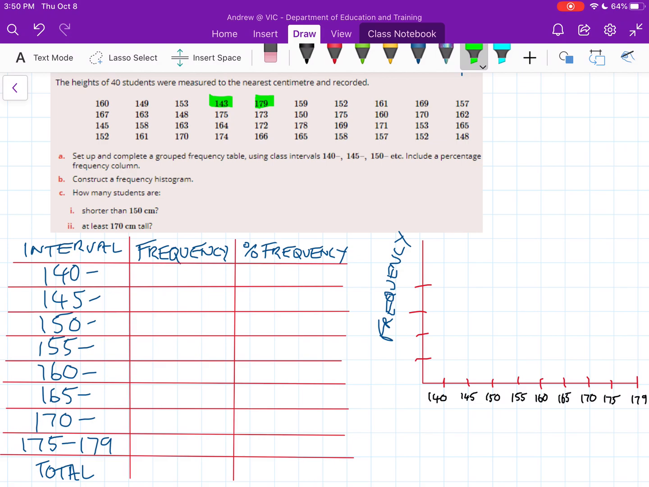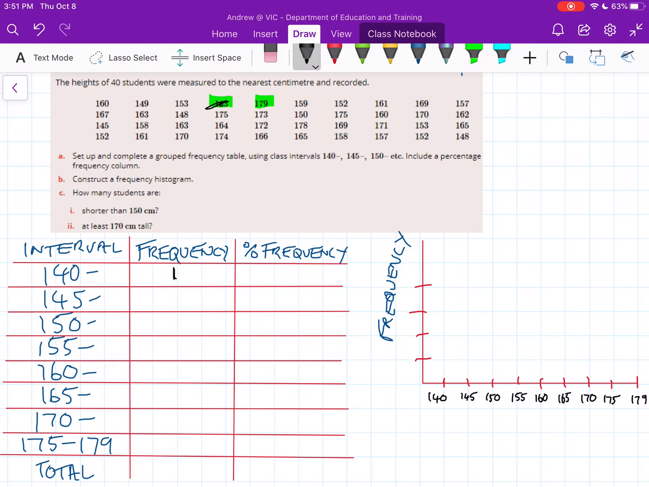So now we just need to count how many are in each section. Just remember 140 and then the next one's 145. So that includes all the numbers from 140 to 144. It doesn't include the number 145. So we actually only have one of these, which is 143 there.